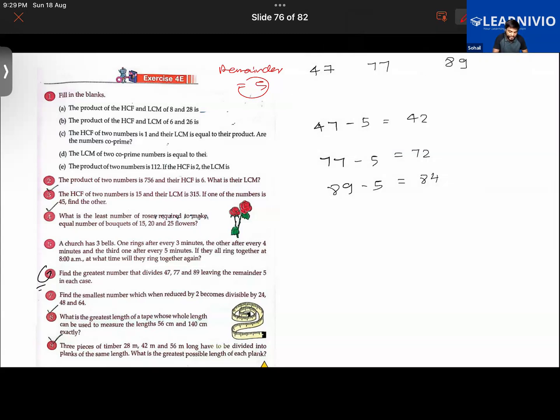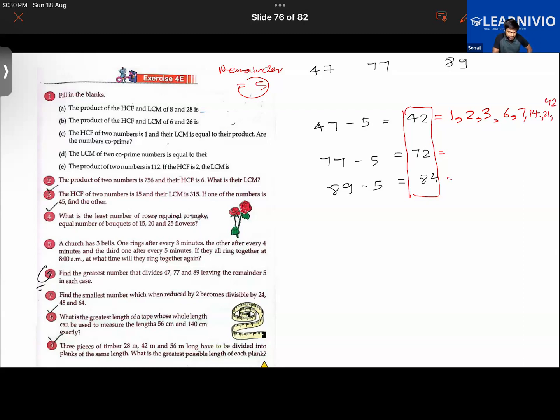Now find out their HCF. Now we find the HCF of 42, 72, and 84. Okay, Habib, let us find it by the listing method. 1, 2, 3, 6, 7, 21. Oh, by the way, 14 also. 14 is a factor, 21, and then the number 42. These are the factors of 42, right?